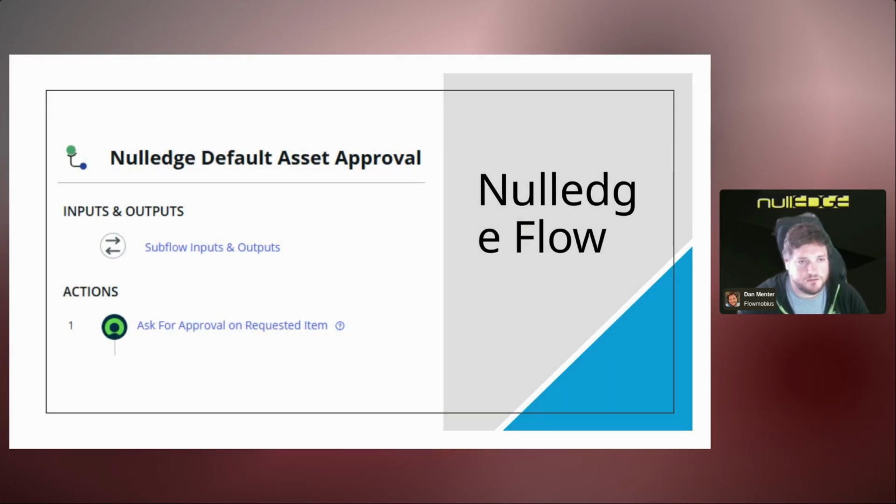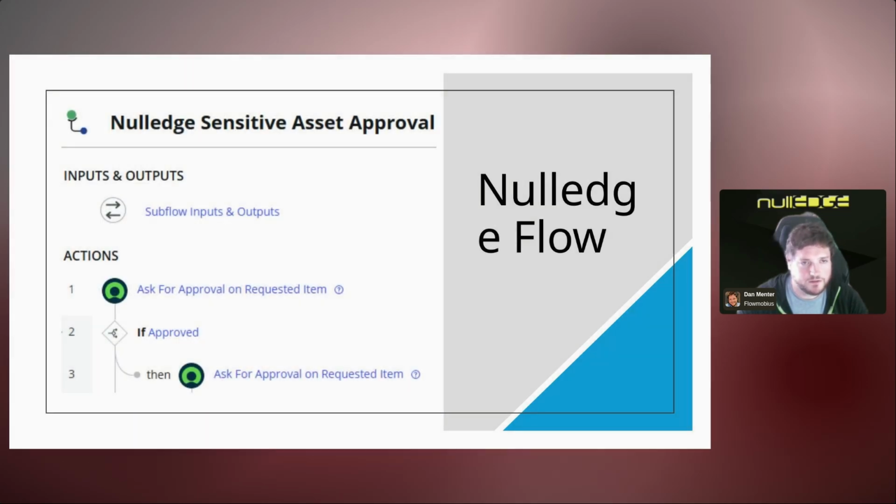The next thing we're going to do is build a default asset approval flow. This is going to be for anything that we have interest in tracking, but isn't a really highly involved process, just something that, as long as the requester's manager approves it, we'll be able to use it. So we're just going to simply add the ask for approval action, and we're going to use the requested item that we pass in through the subflow input. And then the output is just going to be the output of the ask for approval action dropped into the assign outputs action within the subflow.